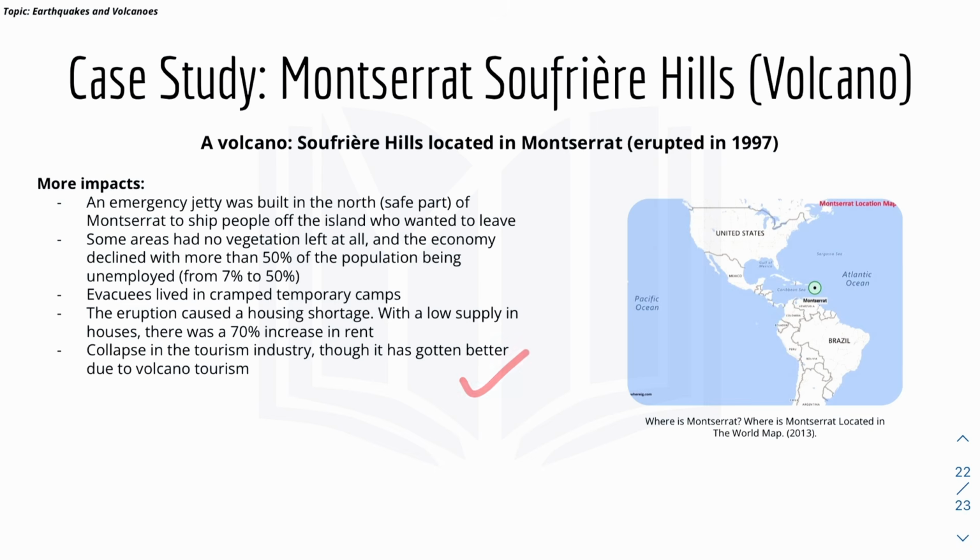And the eruption caused a housing shortage with a low supply of houses, and there was a 70% increase in rent. And there was a collapse in the tourism industry, though it has gotten better due to volcano tourism, where basically the people in Montserrat bring people to tour around volcanoes, which is part of their income.